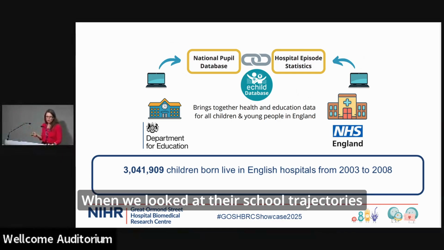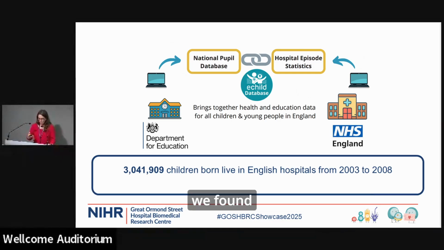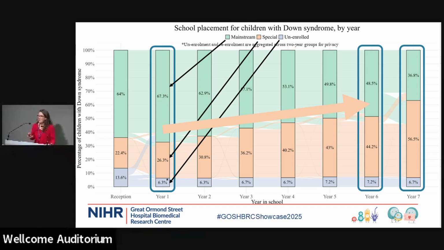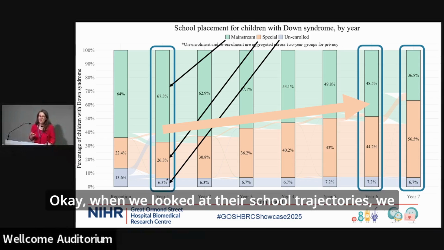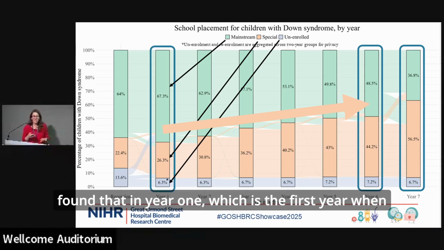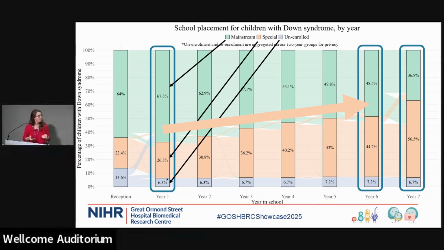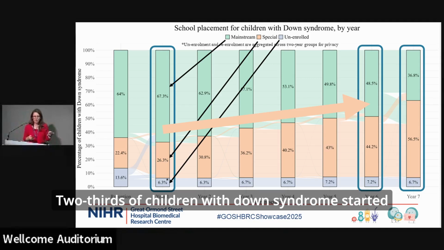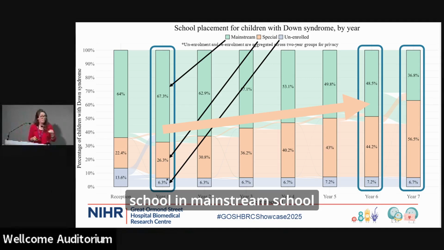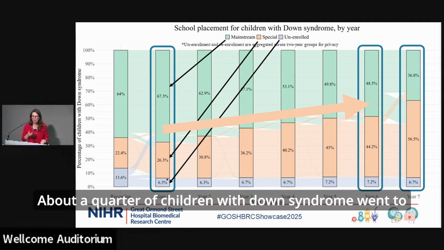When we looked at their school trajectories, we found that in year one, which is the first year when schooling is compulsory in England, two thirds of children with Down syndrome started school in mainstream school. About a quarter of children with Down syndrome went to special school.